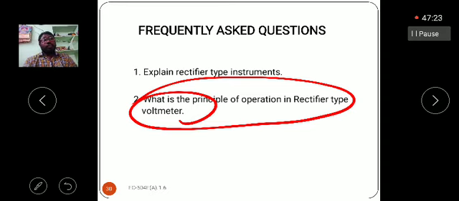This is all about this topic, rectifier type instruments, voltmeter and ammeter. I hope all of you understood this presentation. Have a great day. Thank you one and all. Have a great day.